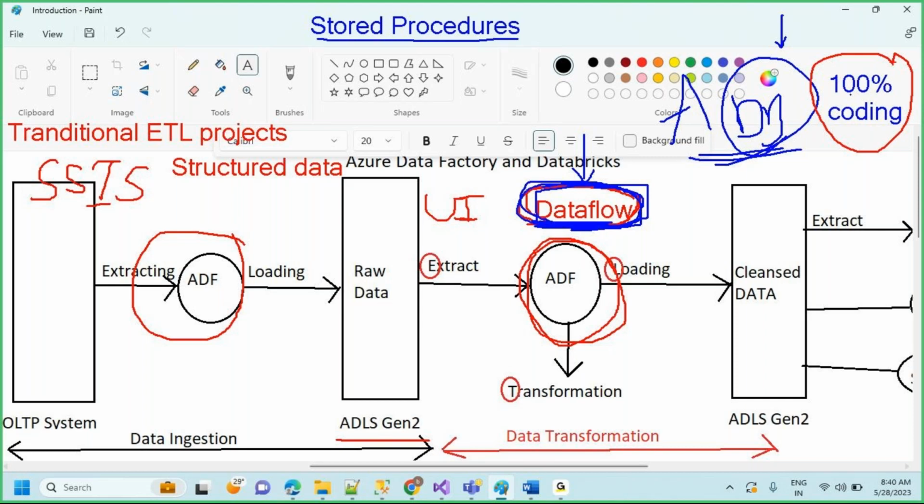So Microsoft identified this: why don't we have a user interface tool to do all these kinds of activities? Because of that reason, Data Factory came into the picture. We don't need to write code; we can do everything with a user interface. Whatever is required to do with Databricks, some people do both. I mean to say, Data Factory will be there and Azure Databricks also will be there to do your activities.